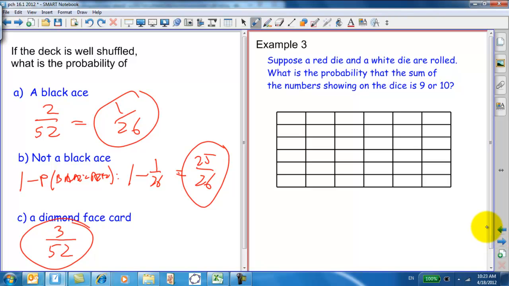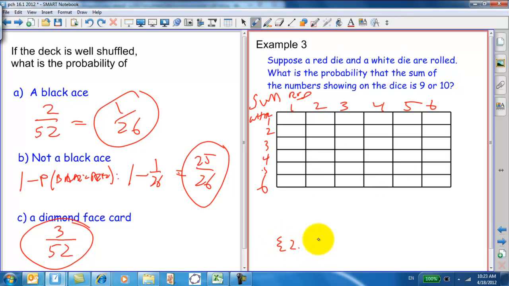Suppose a red die and a white die are rolled. So let's make this the red die. And this is the white die over here. 1, 2, 3, 4, 5, 6. 1, 2, 3, 4, 5, 6. And let's make this a chart of their sums. What's the probability that the sum of the numbers on the dice is 9 or 10? Now some people might say, let's just list all the sums. 2, 3, 4, 5, 6, 7, 8, 9, 10, 11, 12. Those are the sums, and we want 9 and 10. All right, 9 and 10, so that's 2 of the possible 11 sums, 2 11ths.